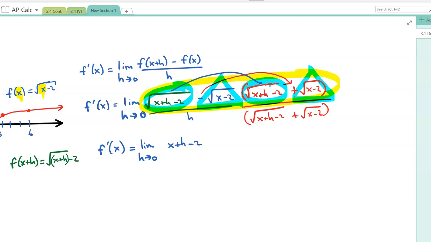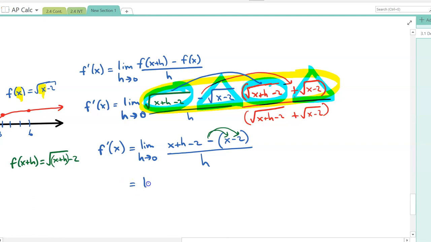So circle multiplies with circle, triangle multiplies with triangle, so that you have a minus still, but you have an x minus 2. Keep that in parentheses because that's where people can make mistakes. The x minus 2 is in parentheses. That minus sign is going to get distributed in a moment. So now you distribute that minus sign to the x, minus sign to the 2. So we have the limit as h approaches 0 of x plus h minus 2 minus x plus 2 all over h. So we have that minus 2 going to cancel with that plus 2. The x going to cancel with the minus x.